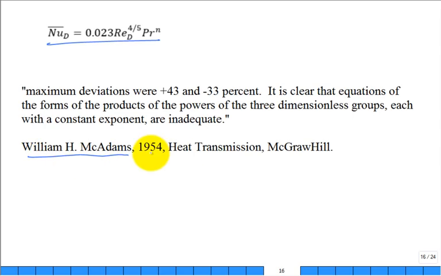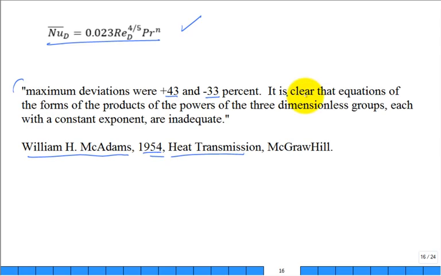McAdams has a textbook, well known. It was printed in 54. At least one of the editions was in 54. I have it on my shelf. The title of the textbook was Heat Transmission. And here is a quote out of the textbook talking about this equation. Maximum deviations were 43% to negative 33%. He's talking about the people who proposed that correlation and the experimental data behind it. It's plus 43, minus 33.